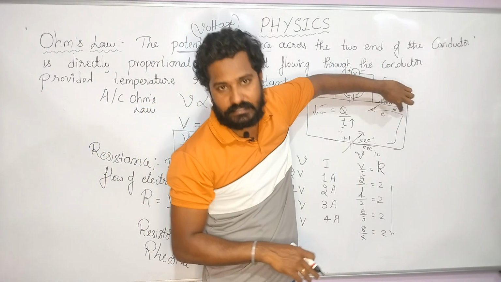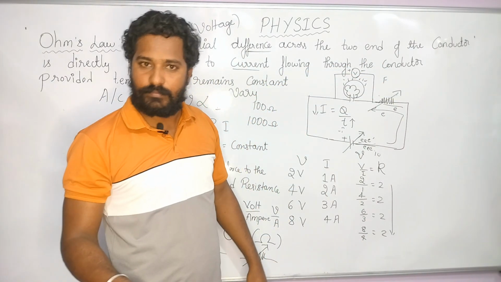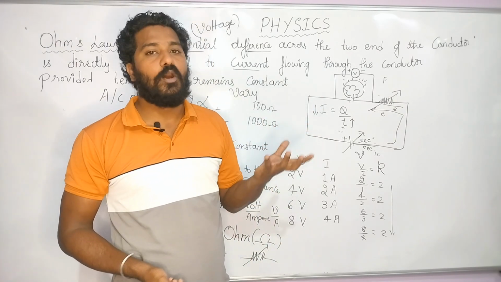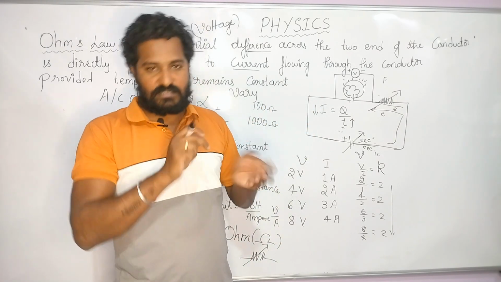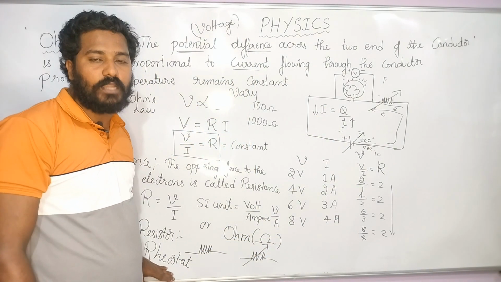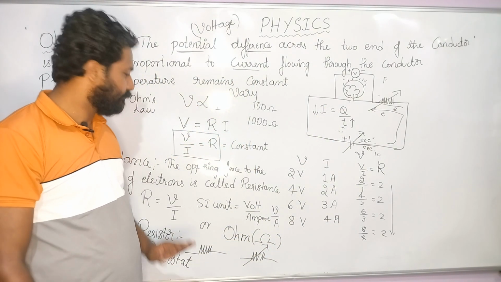Then I will vary the resistor and keep the resistance less. What happens to the brightness of the bulb? The brightness of the bulb will be more. So to vary the resistance in a given circuit, we are going to use a device called a rheostat or variable resistor.